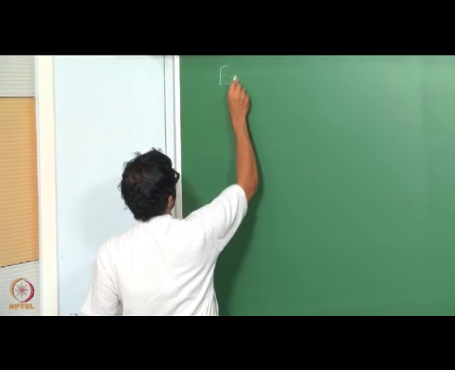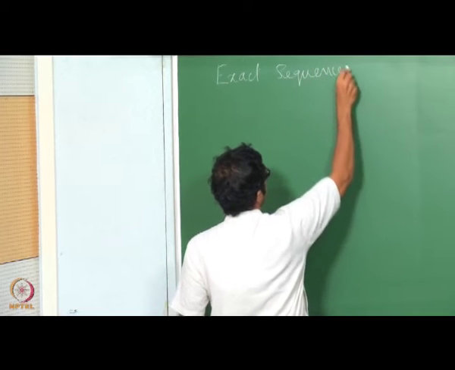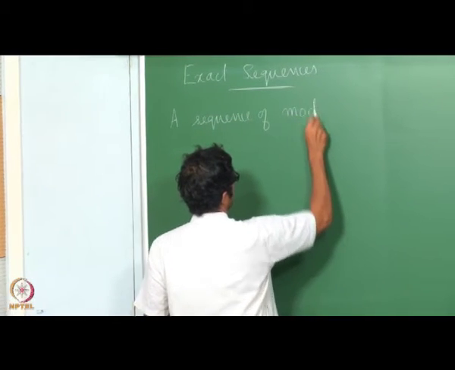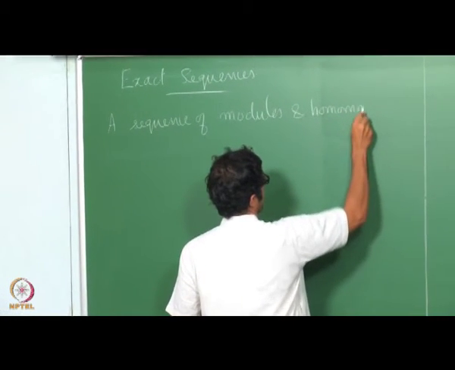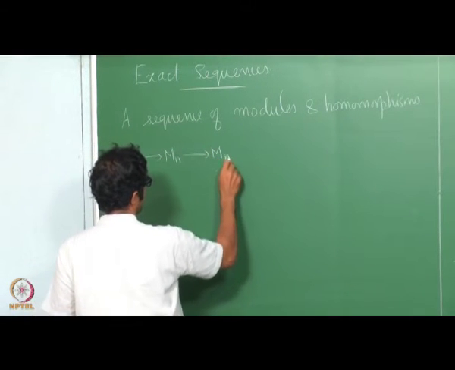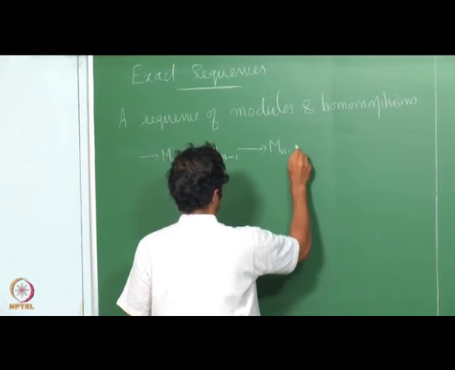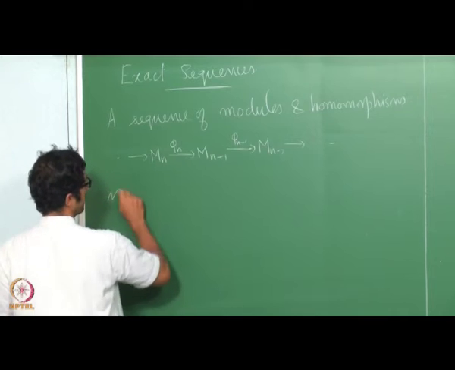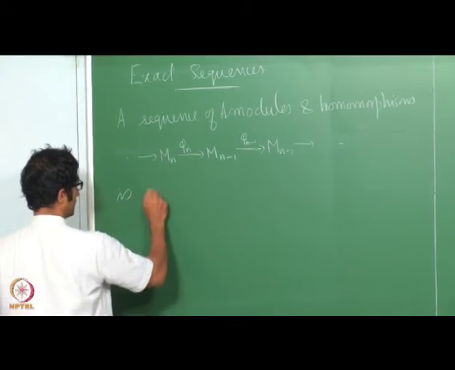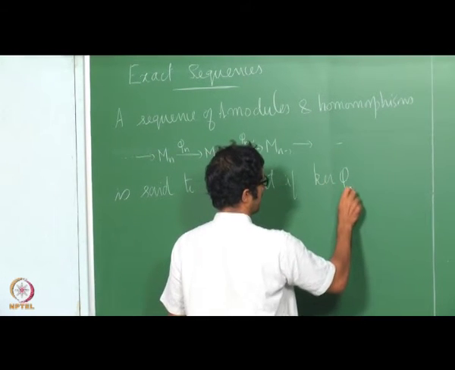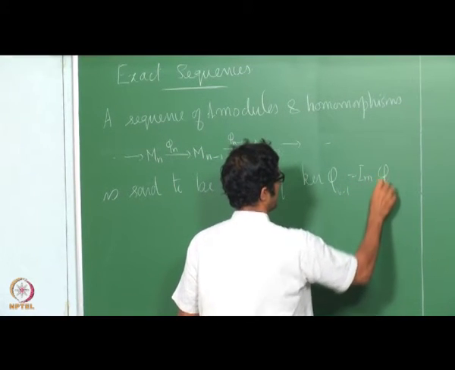So, we were talking about exact sequences. A sequence of A modules and A homomorphisms is said to be exact if kernel phi i minus 1 is image phi i for all i.